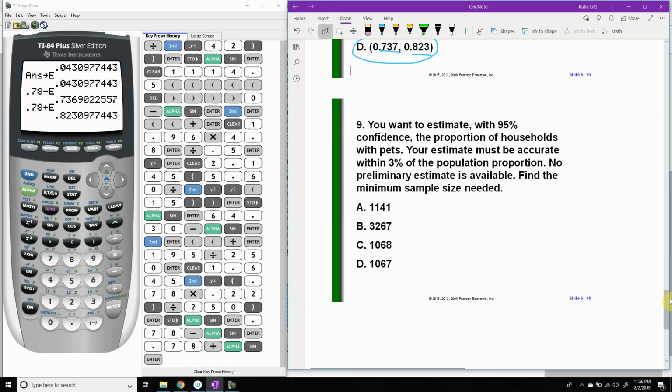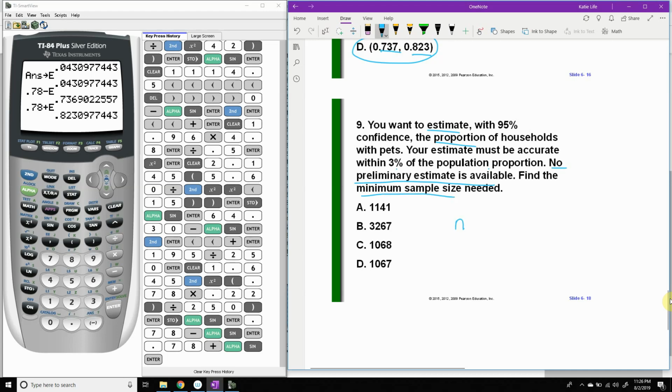All right, one more problem and then we'll call it quits. Number 9, you want to estimate with 95% confidence the proportion of households with pets. So I want to estimate a proportion. I want to be accurate within 3% of the actual population proportion, and no preliminary estimate is available. Find the minimum sample size needed.